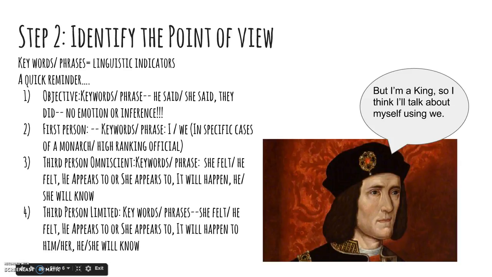For the objective point of view, look for a lot of he did and she did, or he said and she said, with nothing beyond description of concrete actions and details. If the narrator is using I to relay to the reader how he or she feels or thinks, then you know you are dealing with a first-person point of view.